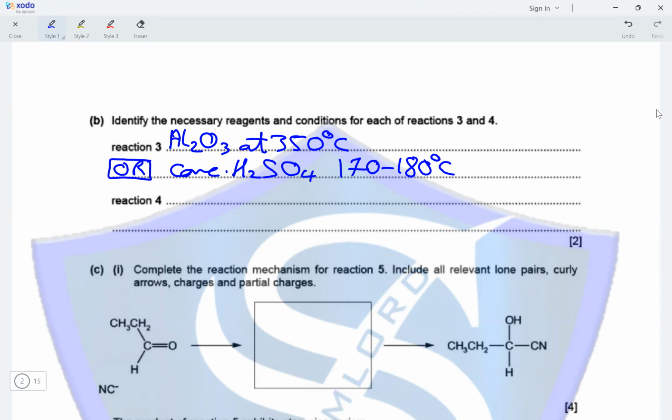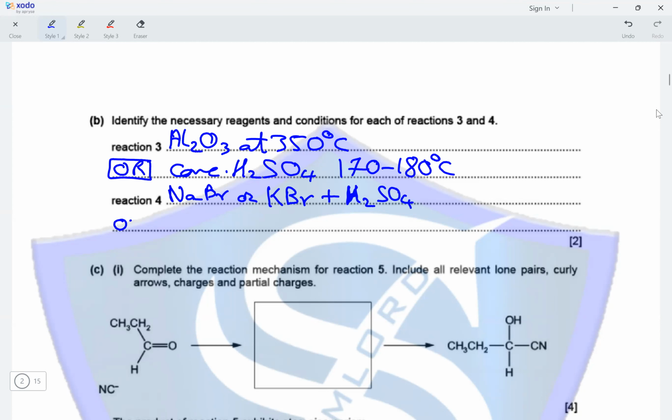And reaction 4 is conversion of propan-1-ol to 1-bromopropane. So that is nucleophilic substitution. So nucleophilic substitution can take place when we have the reaction of an alcohol with either NaBr or KBr, potassium bromide or sodium bromide, along with an acid. This would produce the bromoalkane.